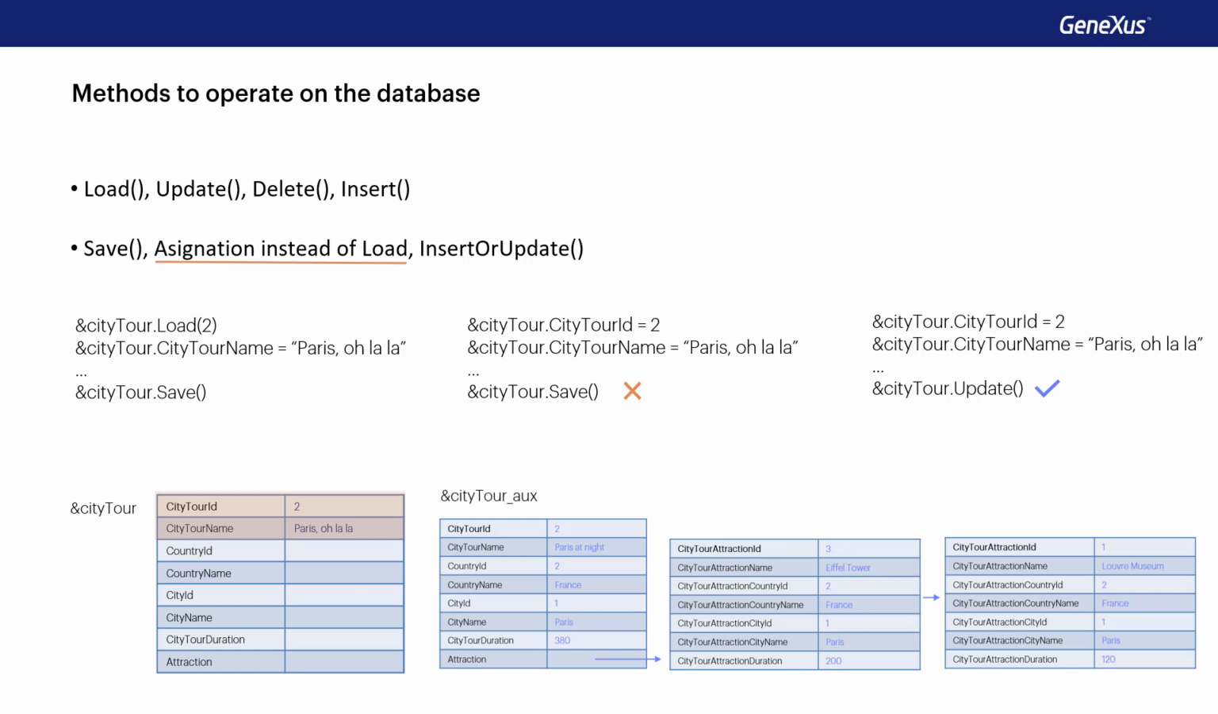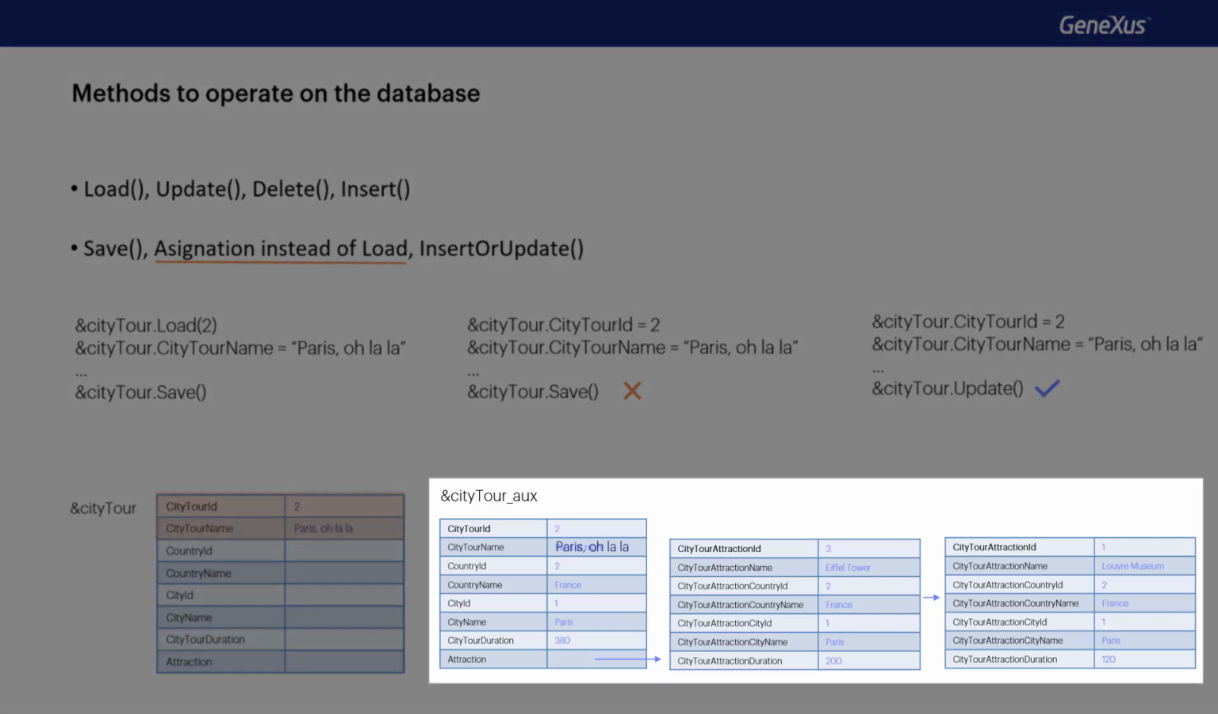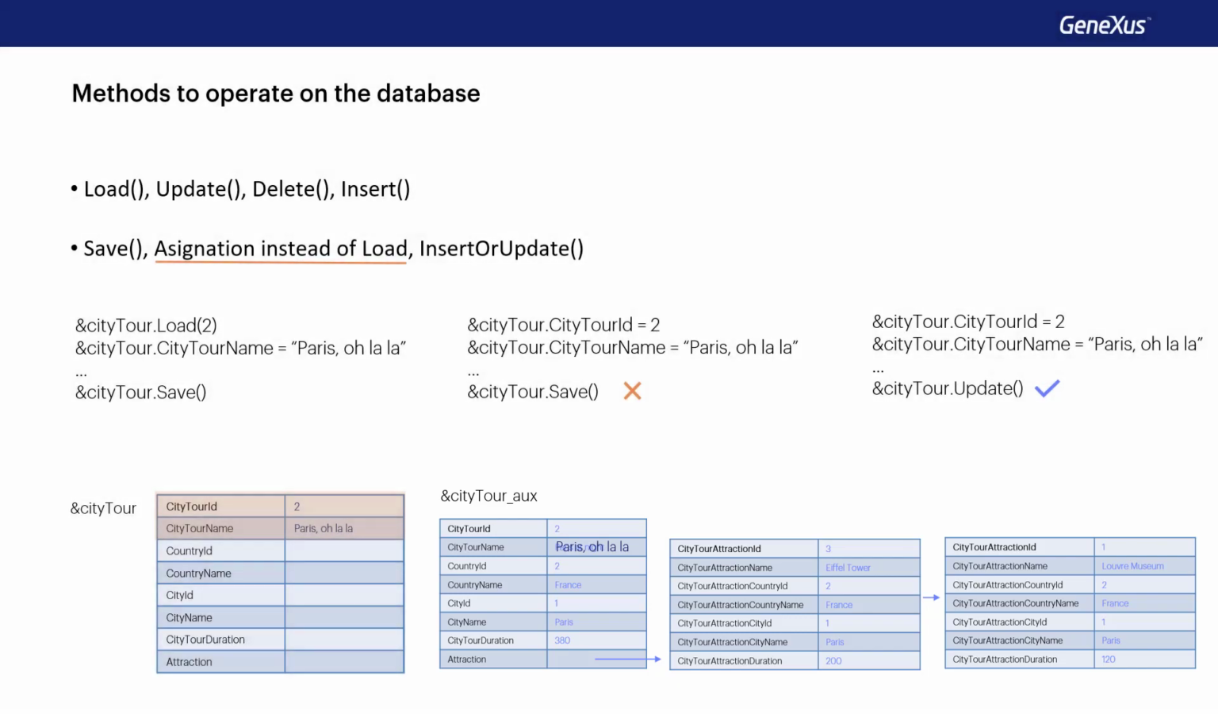Internally, it loads the data into an auxiliary business component variable, which of course remains in update mode. It changes the data that has been modified in the variable that is in insert mode. In this case, only the city tour name, and then it performs a save operation, since the auxiliary variable is in update mode because it has been loaded. It performs an update.